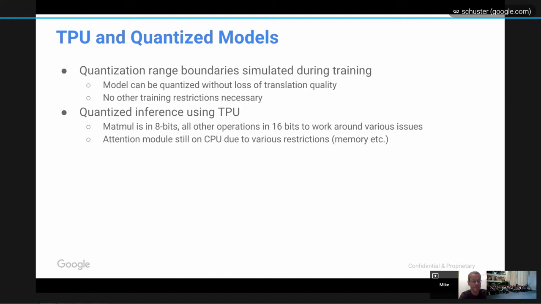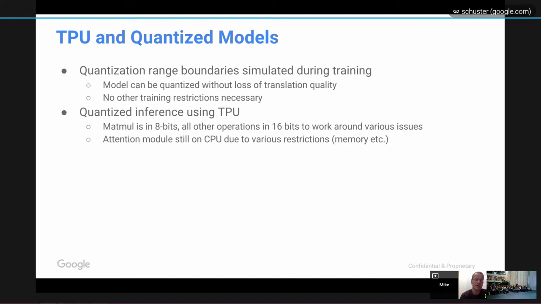Eventually, we just use multiplications only in 8 bits. All other operations are 16 bits on this card. And the attention module, because it needs a lot of memory, is still on CPU due to various restrictions of the TPU card, especially memory. This is what we did for the quantized models here.